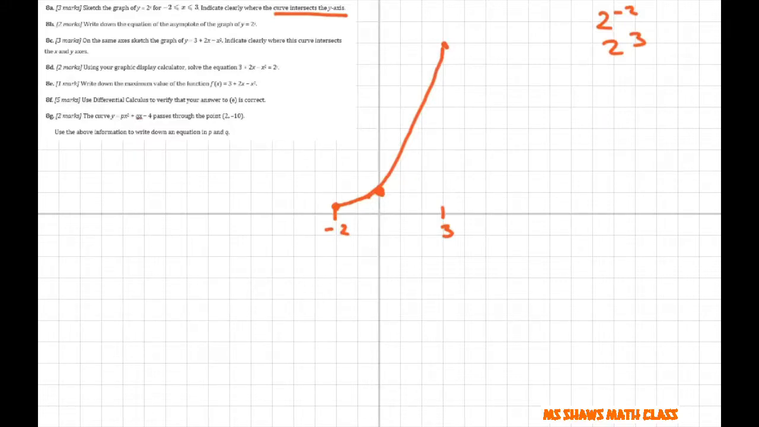All right. Write down the equation of the asymptote for this graph. Well, the asymptote is this line. It has a horizontal asymptote at y equals 0.